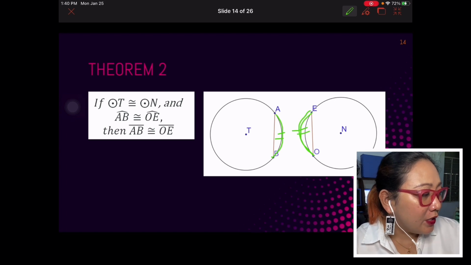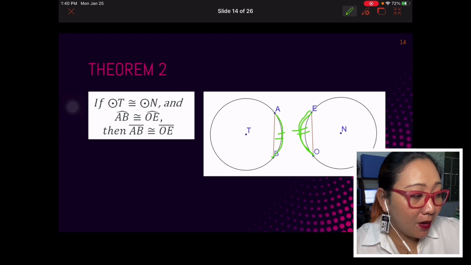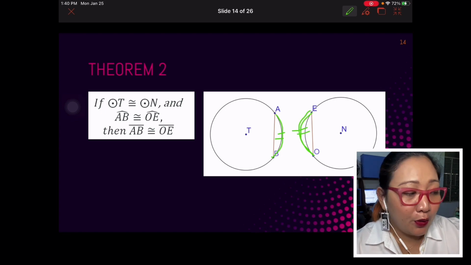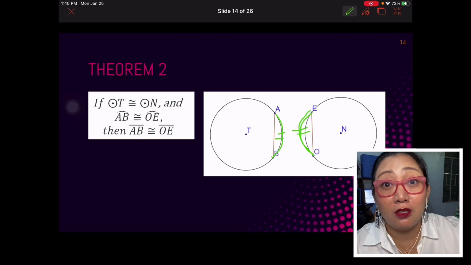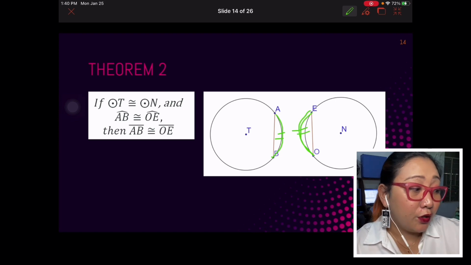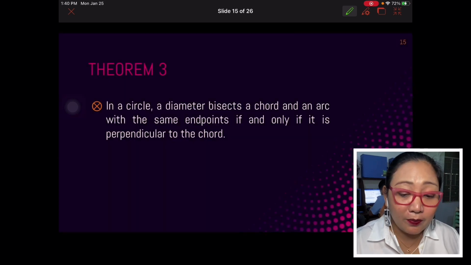Nakikita nyo naman yung itong mga theorems na ito ay nandito para lang ipakita yung relationship ng bawat aspect ng circle. So, how do the chords relate to the arc? How do the angles relate to the arcs? And so on and so forth. Okay? Now, let's go to theorem number 3.